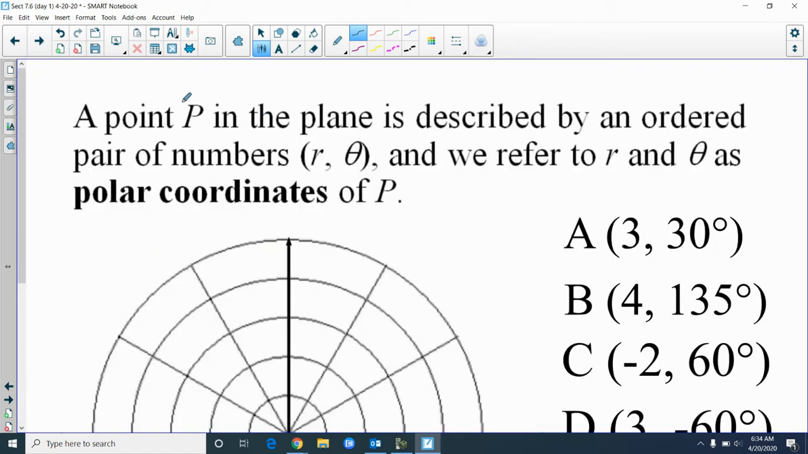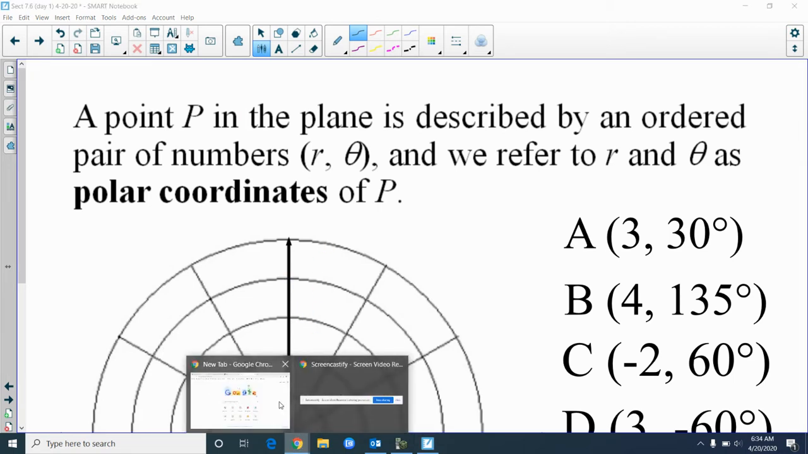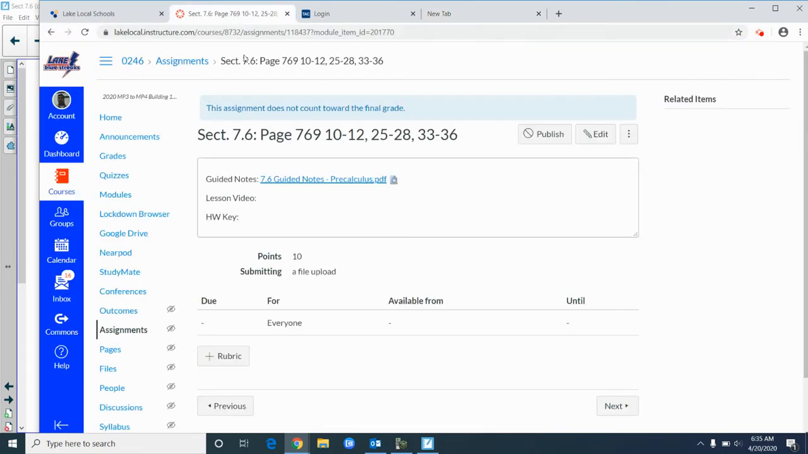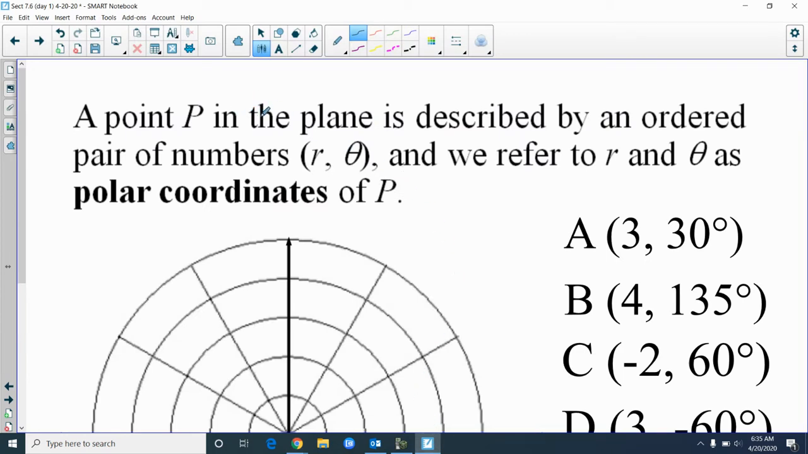Okay, a point P, here's how the basic definition goes. I keep forgetting to mention this, and hopefully you've gotten used to it: there are guided notes. If you go to the modules to get to the video, hopefully you saw the guided notes above there. Print those out if you can. You don't have to, but it's very helpful to keep hold of these. Now, for the guided notes, a point P in the plane is described by an ordered pair of numbers (r, theta). And we refer to r and theta as polar coordinates.